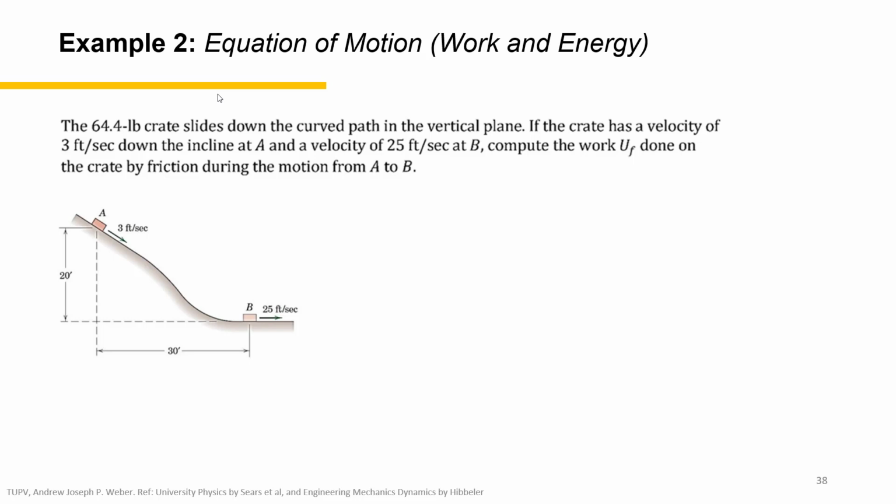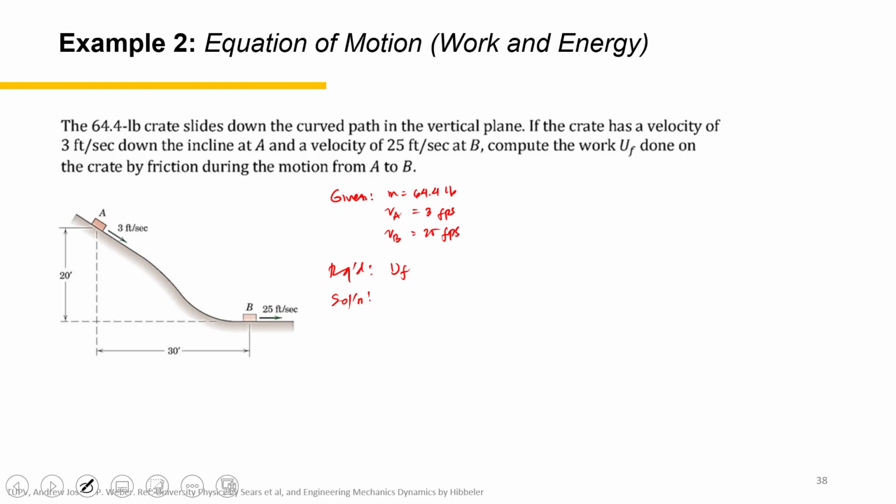So again, let's write out the given. The mass is 64.4 pound. The velocity at point A is 3 feet per second. The velocity at point B is 25 feet per second. For the required, that would be U sub F. And let's go now to the solution.